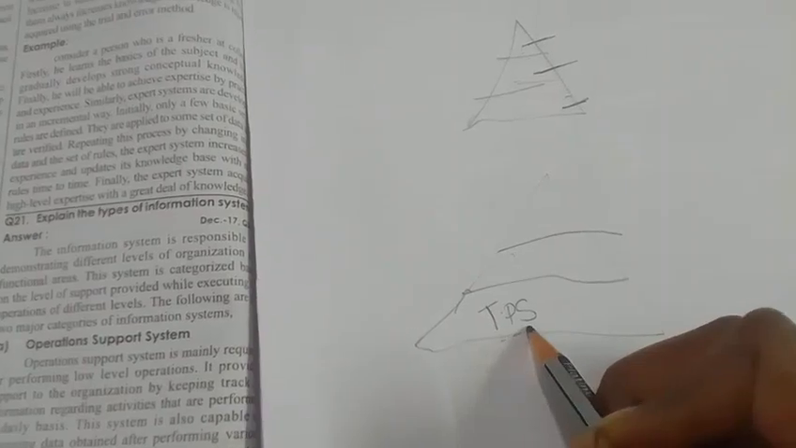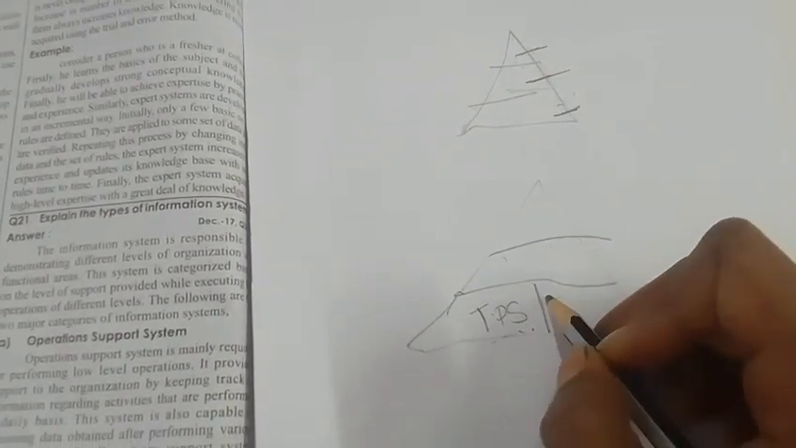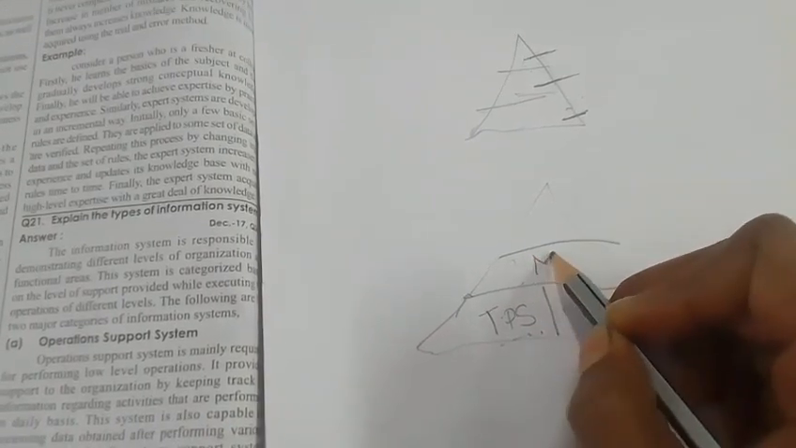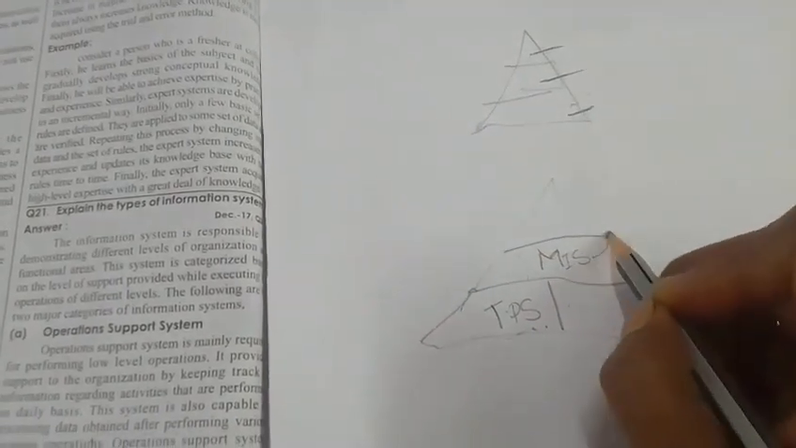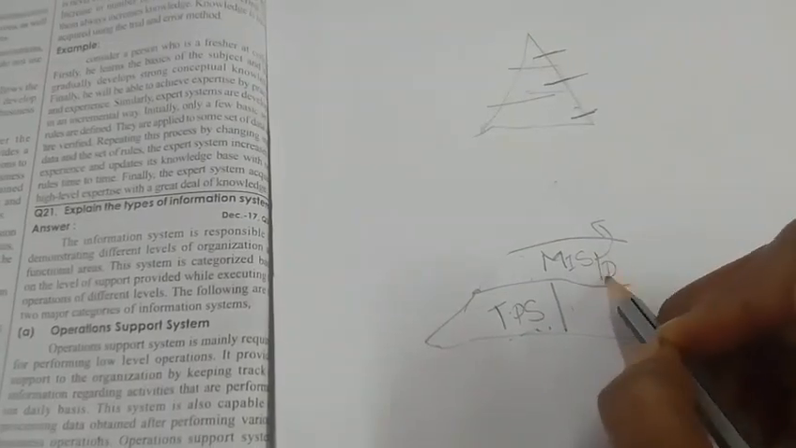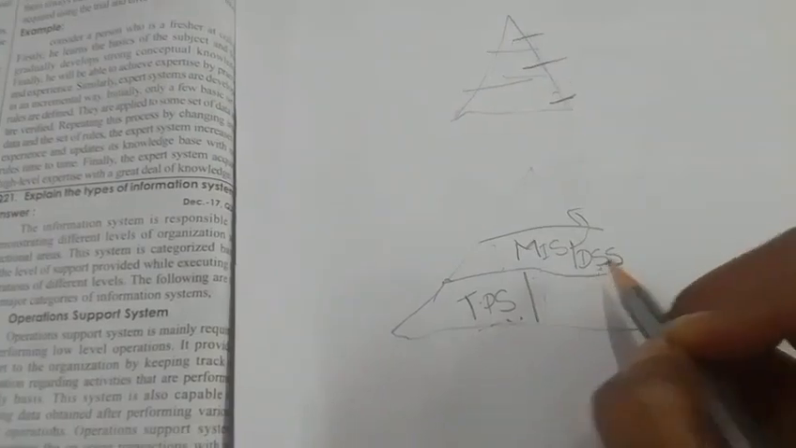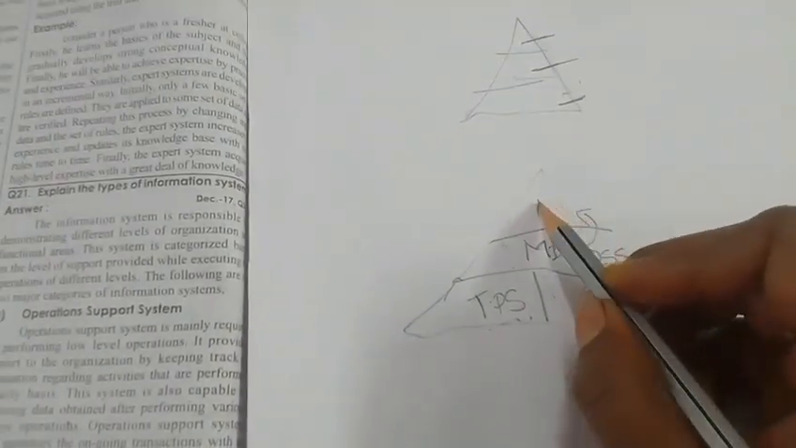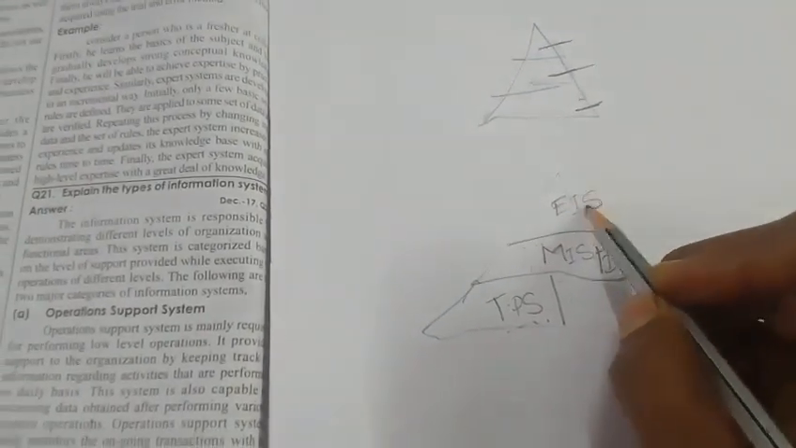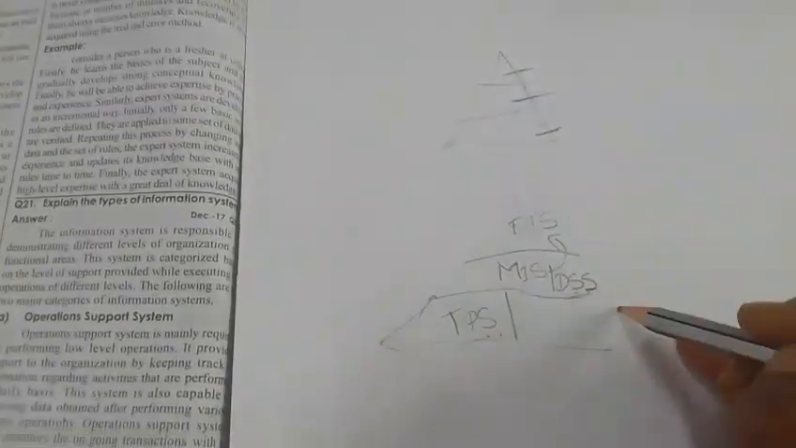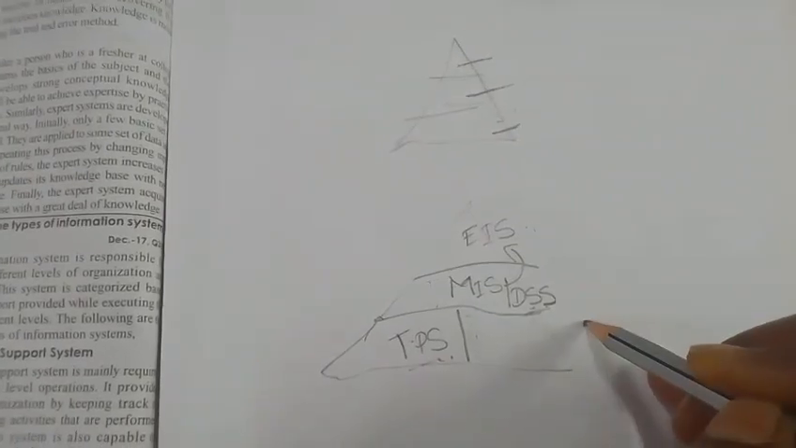So what happens here and what happens here? So here we'll be using TPS, which is transaction processing system, and then we would be using your management information system, or else we'll be using decision support system. Okay, these two we would be using in the middle level management, and then we'll be giving to executive information system. So now you can relate the levels of management with what type of technology is being used.